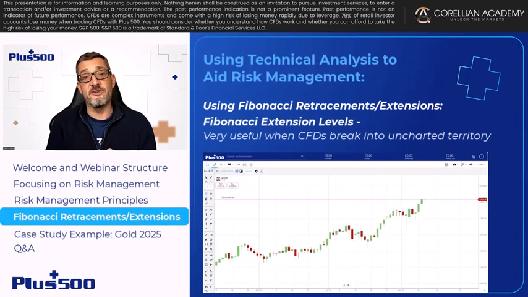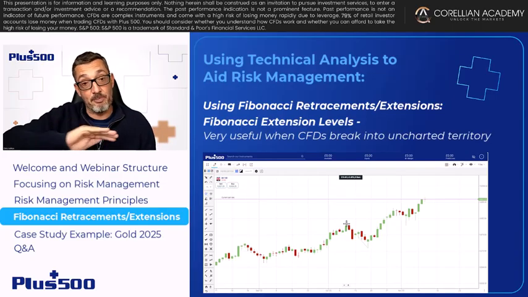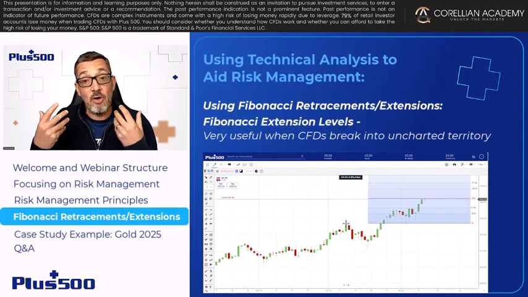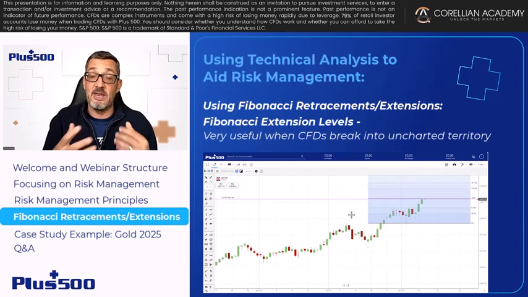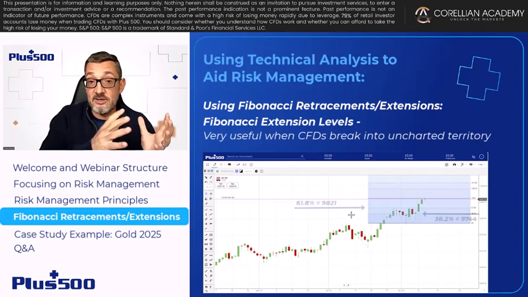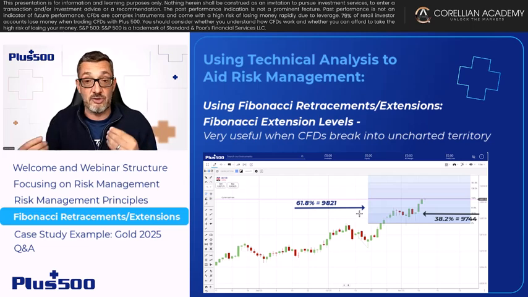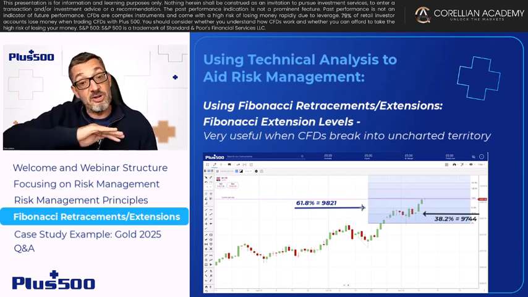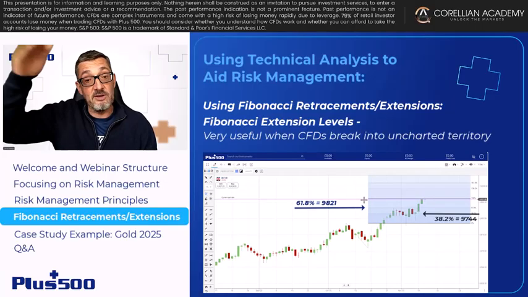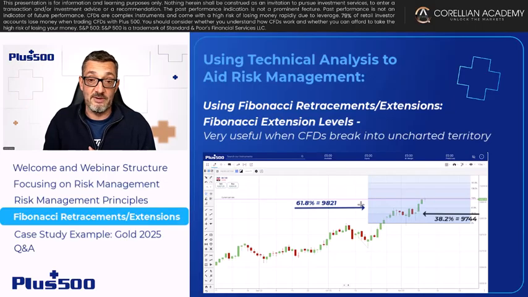It's at this point I want to discuss Fibonacci extension levels. These operate like Fibonacci retracements, but are useful when a CFD breaks to new all-time highs, and there are no obvious resistance levels because the asset is effectively in uncharted territory. Extension levels use the same ratios as the retracements, the 38.2% and the 61.8%, but are projected to the upside within an uptrend or the downside within a downtrend.